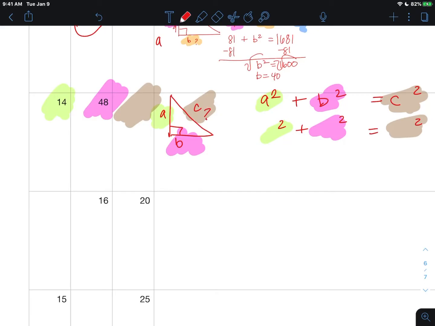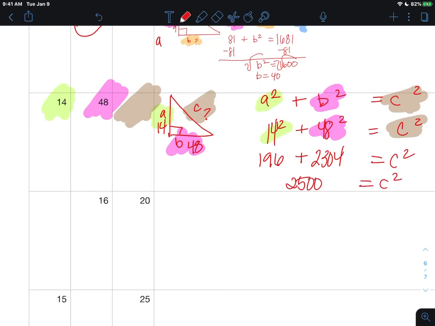We have no idea what C is. B is equal to 48. A is equal to 14. So I'm going to go ahead and write those in. I'm going to use my calculator because these are kind of big numbers. 14 squared is 196. 48 squared is 2304. So I'm going to add those two together and combine like terms.